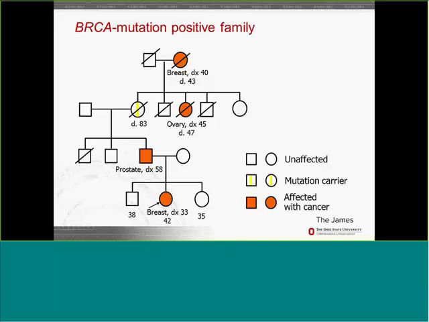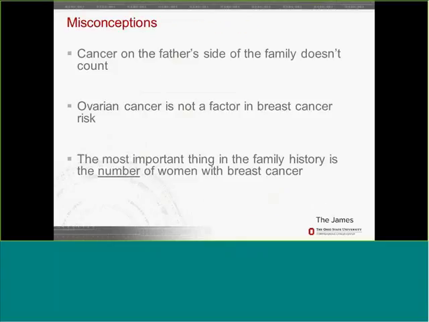And then they wanted to make this one tricky and put a skip in, so we would call that a non-penetrant grandma. So the grandma apparently had a mutation, lived to 83, and never got cancer, but if you dig a little further, there's a great aunt with ovarian and a great grandma with breast cancer at young ages, and so this is a BRCA mutation family. And they're just trying to point out some common misconceptions.